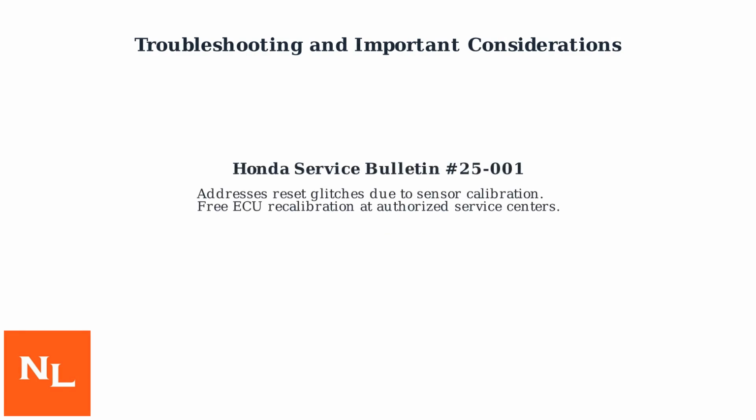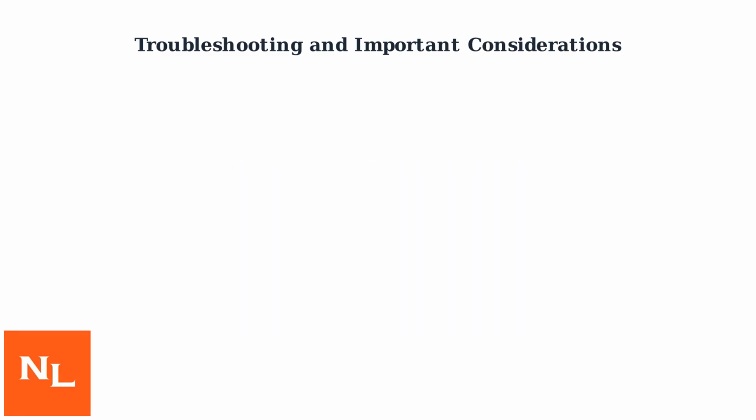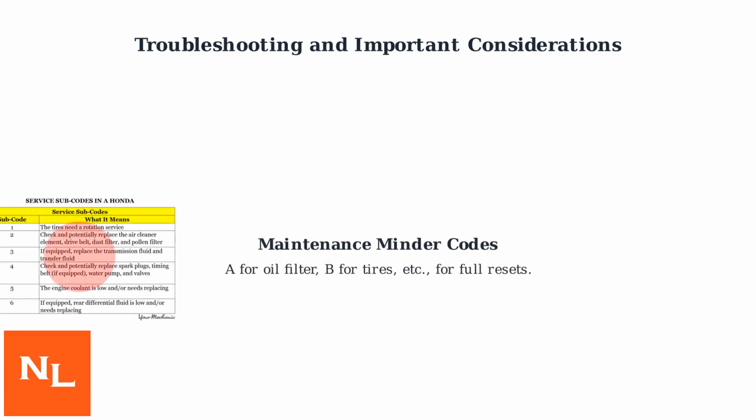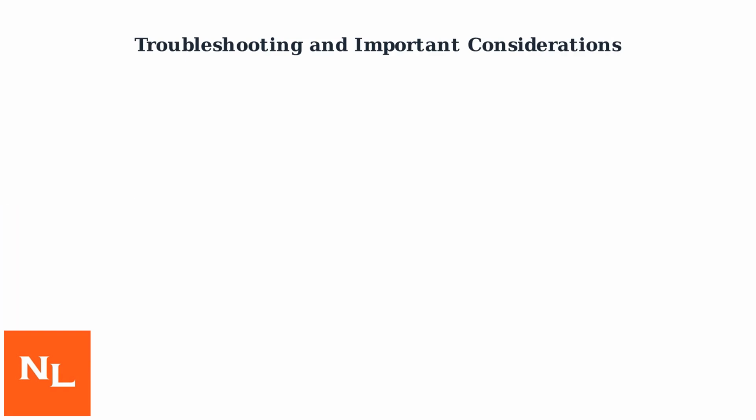Honda issued Service Bulletin 25-001 in early 2025 addressing reset glitches due to sensor calibration. A free ECU recalibration at authorized service centers resolves this. Keep in mind Honda's maintenance minder codes, A for oil, B for oil and filter, for full resets.